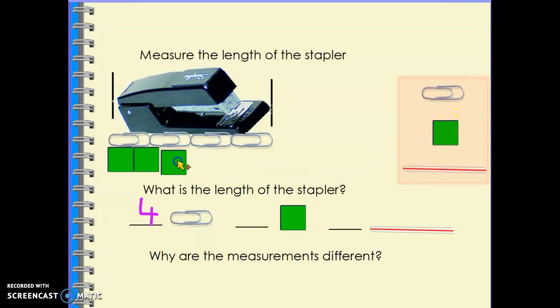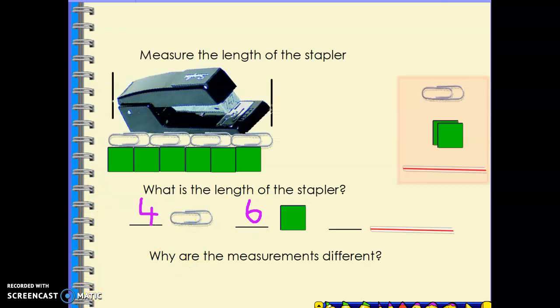Remember, when we're measuring, we measure end to end and don't leave any gaps. Alright, green square is going to be about 1, 2, 3, 4, 5, 6. We're going to say it's about 6 because if we put one more, then that goes over it. So we're estimating it is about 6 green squares.